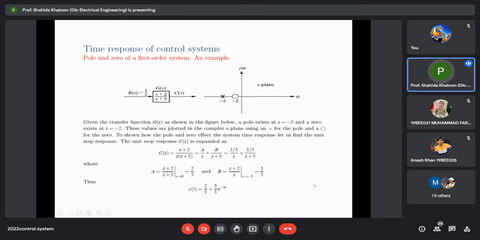If you take the inverse Laplace transform of this expression, you get c(t) equal to 2 by 5 plus 3 by 5 e to the power minus 5t. Do you agree with this?